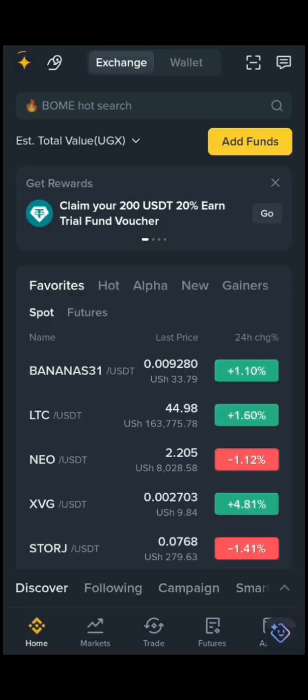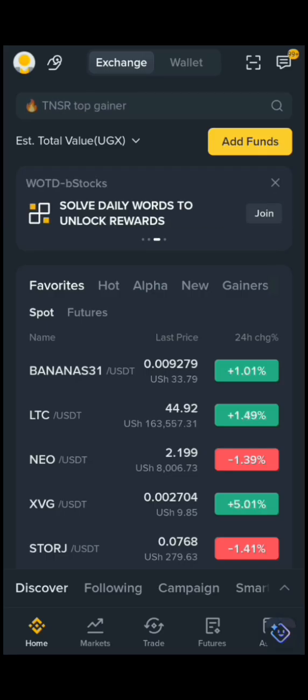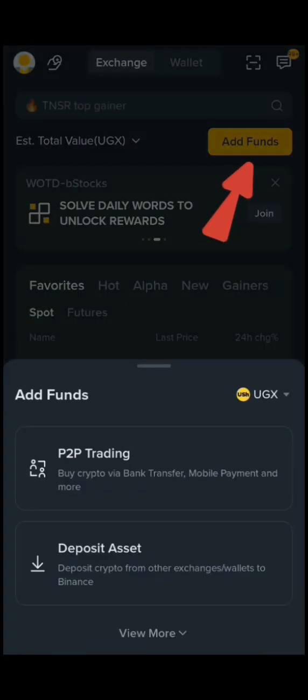I'm pretty sure most of you are on this page. This is your Binance homepage. I had to show you the first step because there are some people who have just registered on Binance, they never used it, they don't even know how to switch to Binance Pro. After switching to Binance Pro, go ahead and press on Add Funds. Now press on P2P trading.